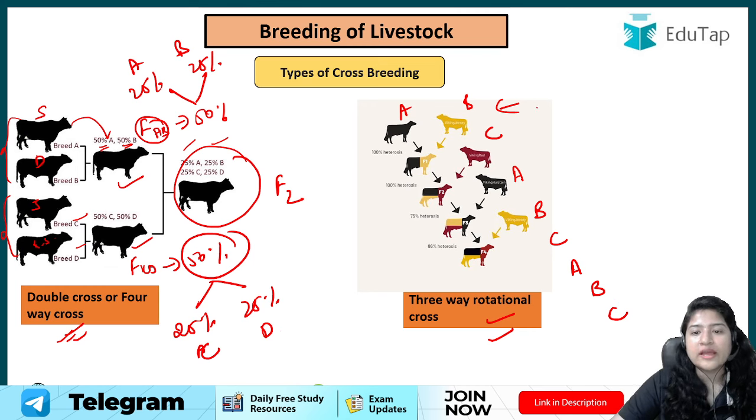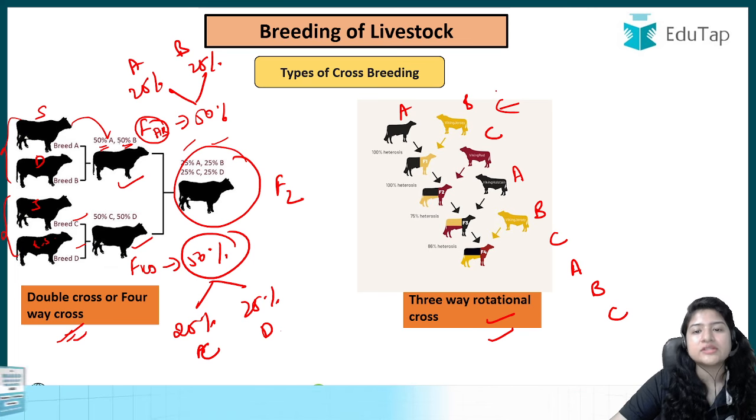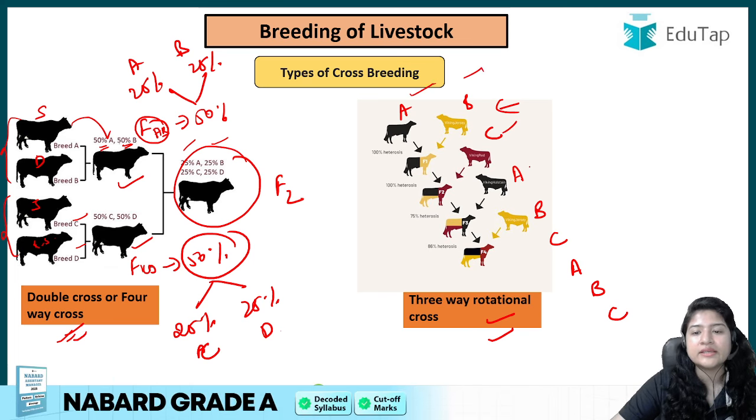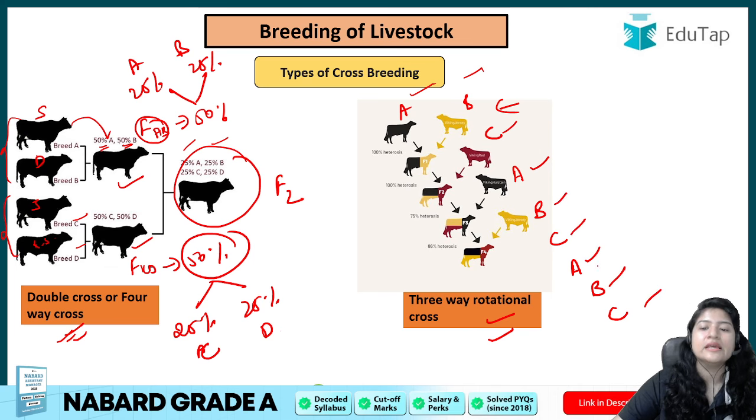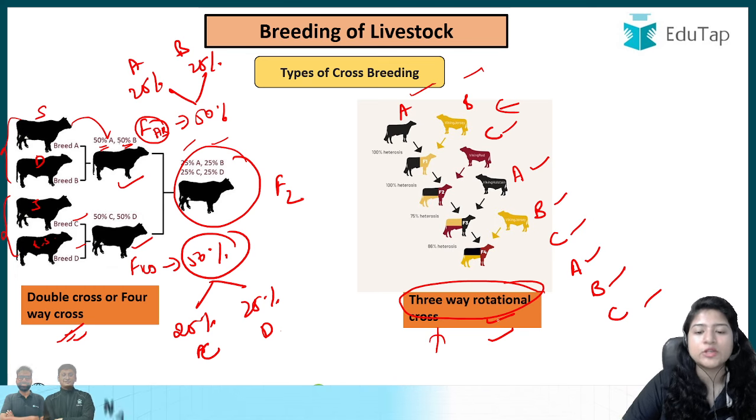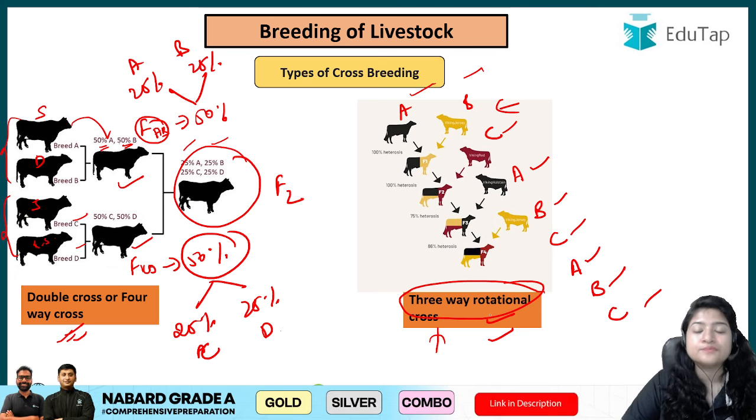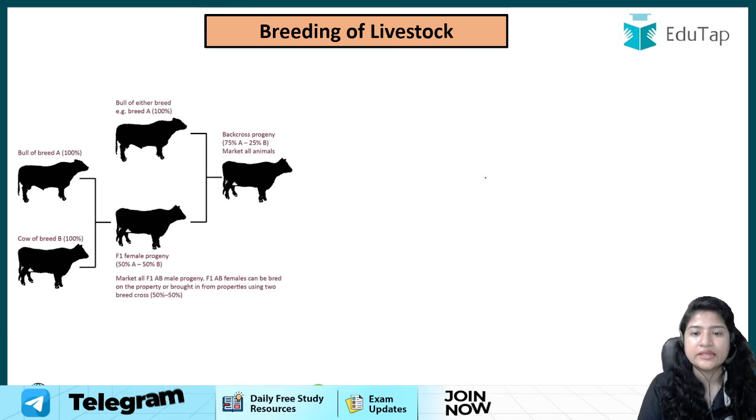So if you look at it here, rotational crossing has happened, right? A B C, A B C, A B C. That is why it is known as three-way rotational cross. Three-way because 3 parents are used, and rotational because here they are being used in rotation. So that is three-way cross.